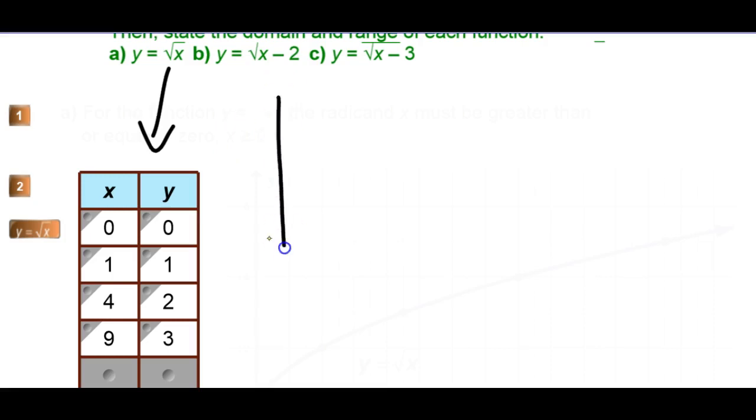Okay, if I was to graph this, I have 0, 0, 1, 1, 4, and 2. Okay, and it starts to look like that.